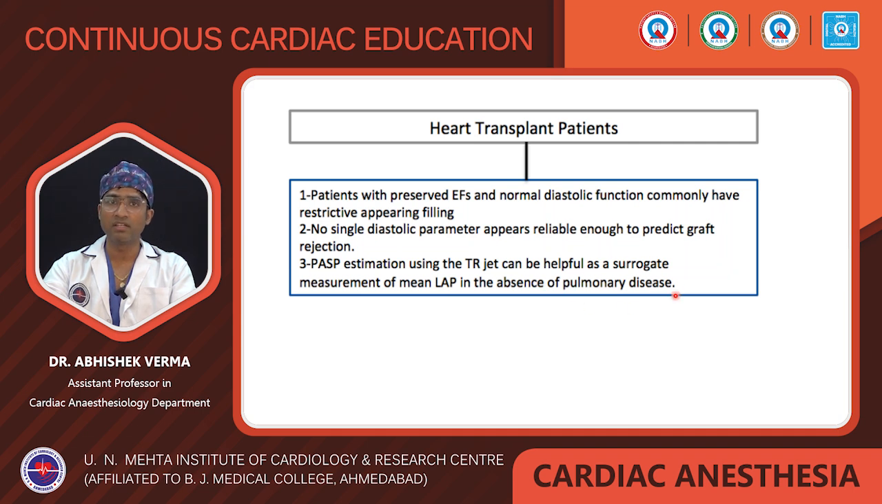If the lungs are clear, then only TR max can indirectly represent the mean LA pressure. But in heart transplant patients, as patients are in failure, we can see the pulmonary vascular resistance is sometimes high as compared to a normal patient. So maybe sometimes it's not a good indicator, but this is the only indicator which we have in transplant patients.